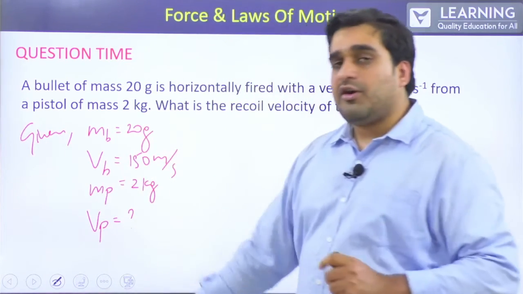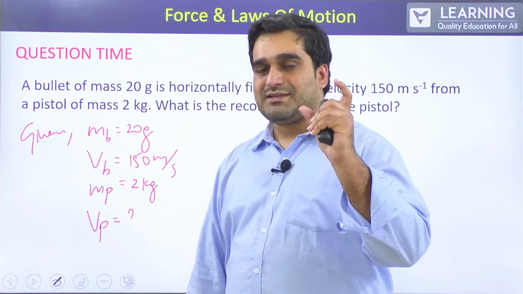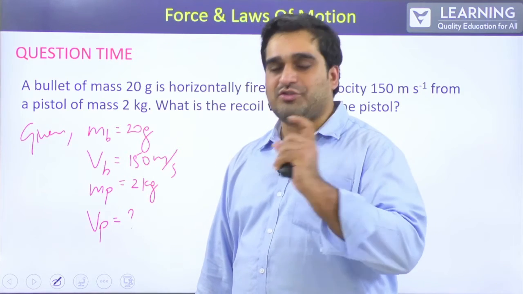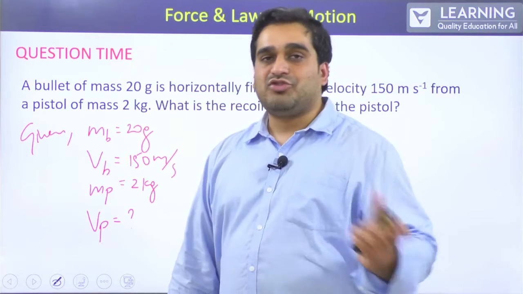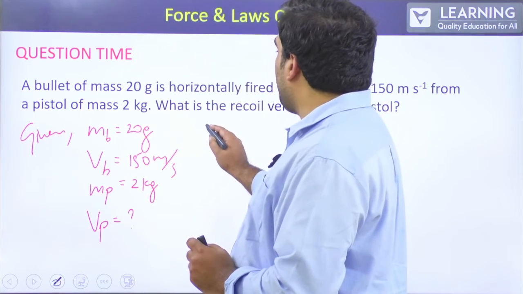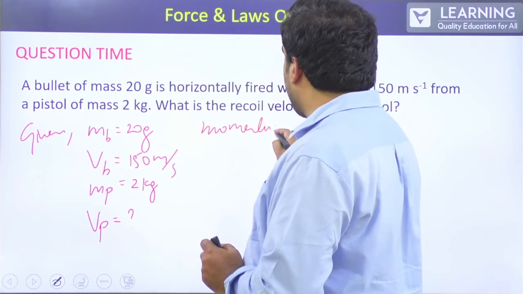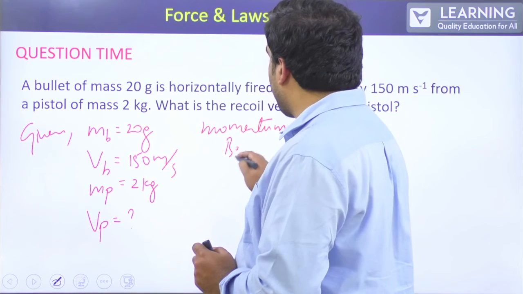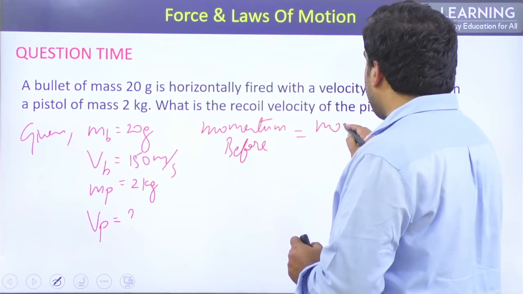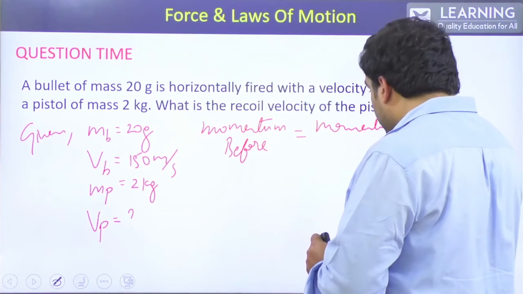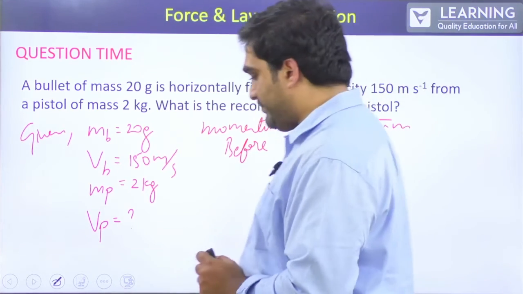To find the recoil velocity of the pistol, let's take the same case of what we learned as a conservation rule, that the momentum before and the momentum after are equal. So momentum before firing of a bullet should be equal to momentum after firing of a bullet.